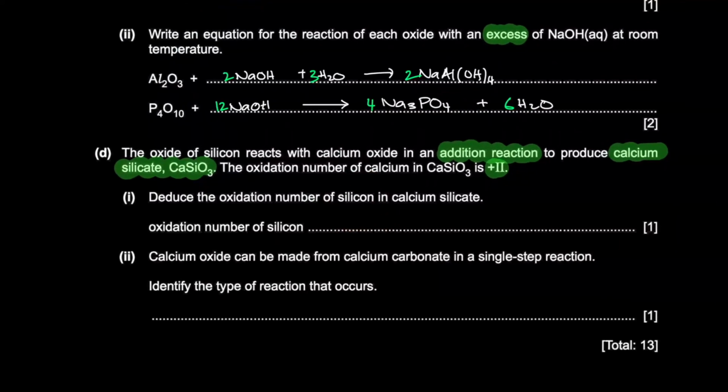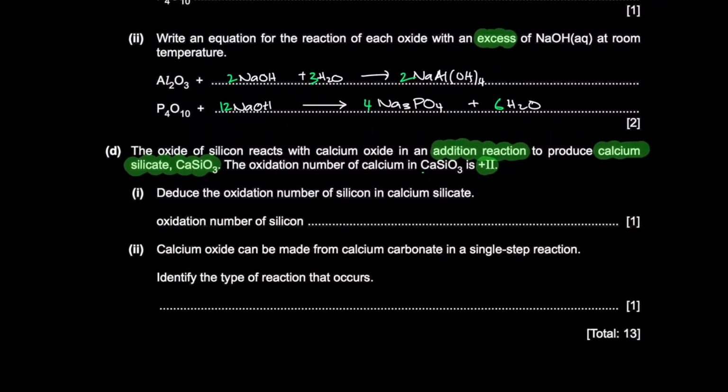Remember group 2 elements are always +2. And remember oxygen is always -2 unless it's bonded to fluorine, in which case it can be positive. But otherwise it's always -2, oxygen, unless it's bonded to fluorine, because fluorine is the most electronegative element and oxygen is the second most electronegative.